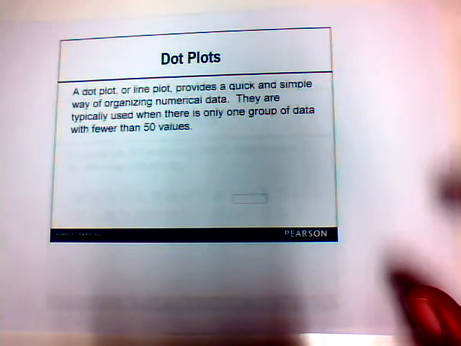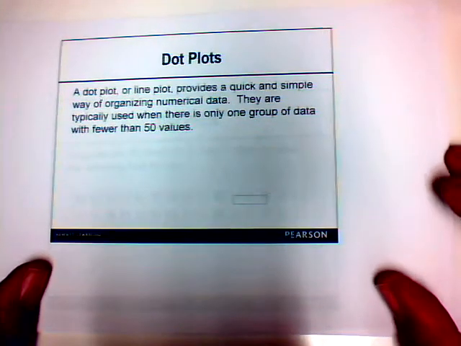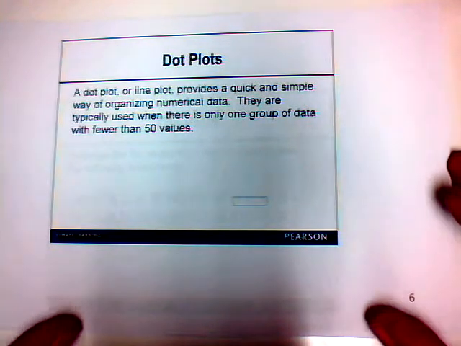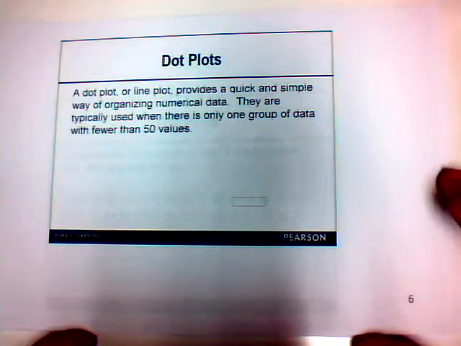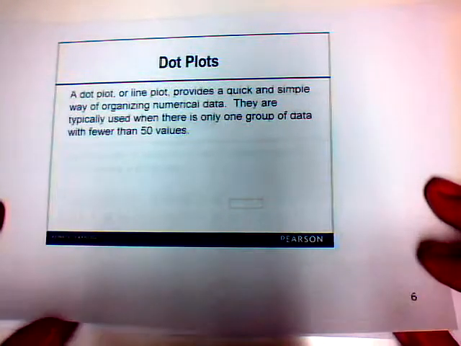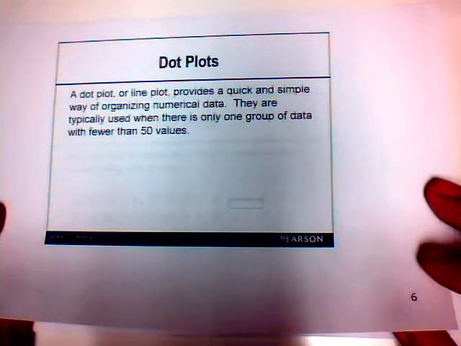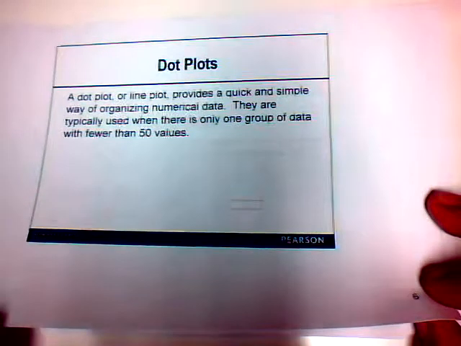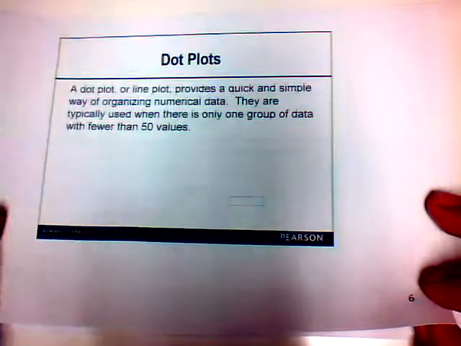All right, next is a dot plot. A dot plot, or another name for that, would be a line plot. It provides a quick and simple way of organizing numerical data. They are typically used when there is only one group of data with fewer than 50 values.